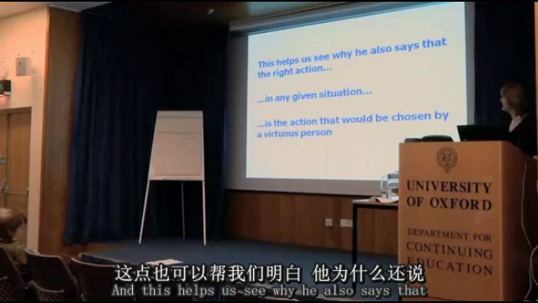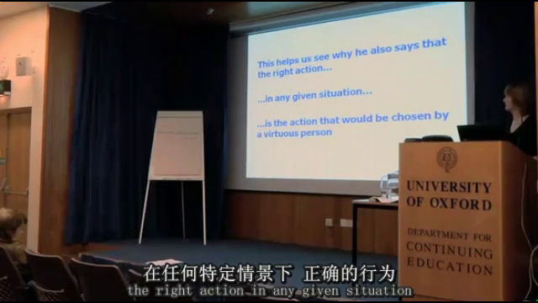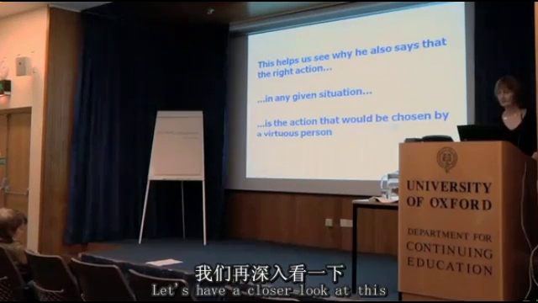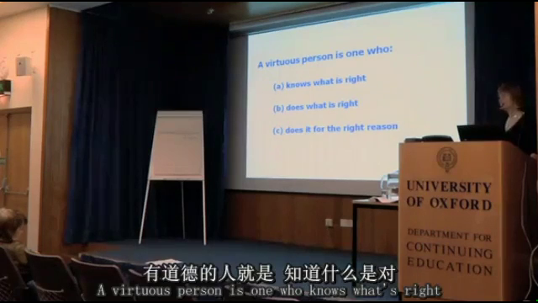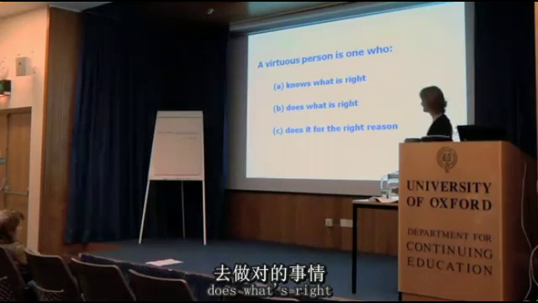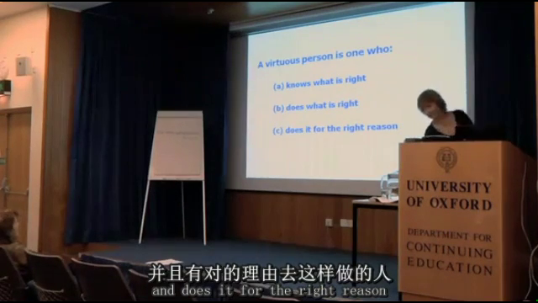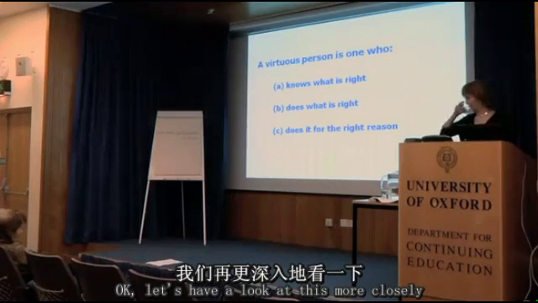And this helps us see why he also says that the right action in any given situation is the one that would be chosen by a virtuous person. Let's have a closer look at this. A virtuous person is one who knows what's right, does what's right, and does it for the right reason. Okay, let's have a look at this more closely.